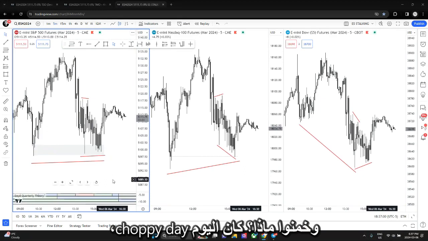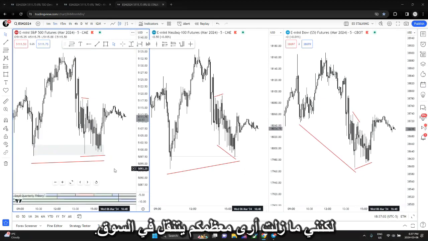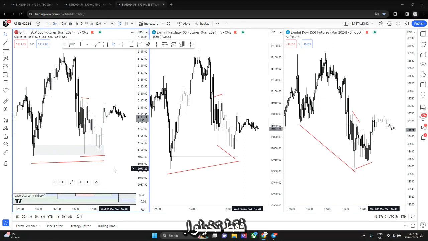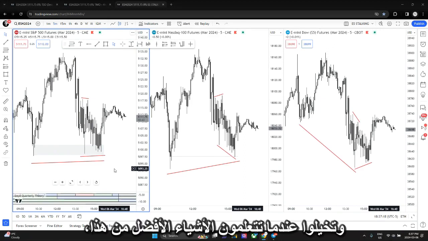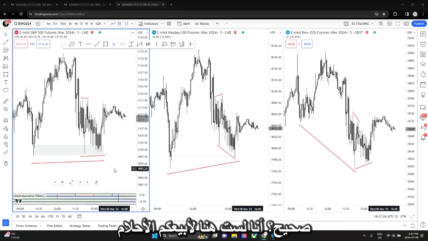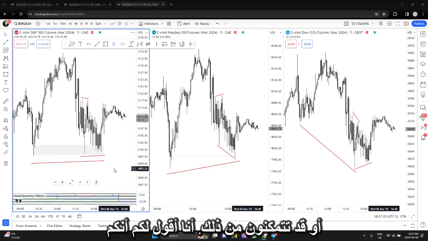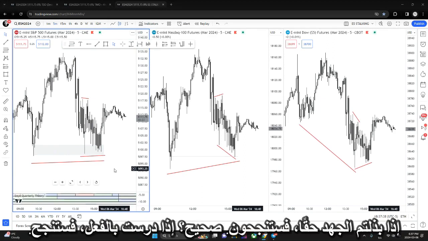And guess what? Today was a choppy day. But I still see most of you guys navigating the market. So imagine when it gets clearer. Imagine when it gets better. Just imagine. And imagine when you learn the stuff that is better than this. I'm not here to sell you guys dreams. I'm telling you that if you actually put the work in, you will, right? If you actually study, you will.